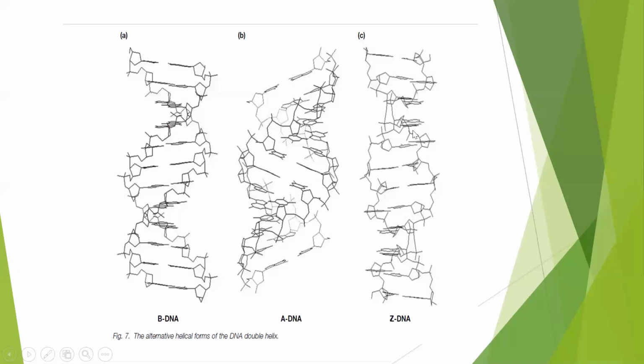And this is the Z form of DNA double helix structure. It appears in an overall zigzag conformation and it is a left-handed helix, right? And it is taken up only by synthetic DNA, not by natural DNA. So these are the overall structural differences in the case of bDNA, aDNA and zDNA.